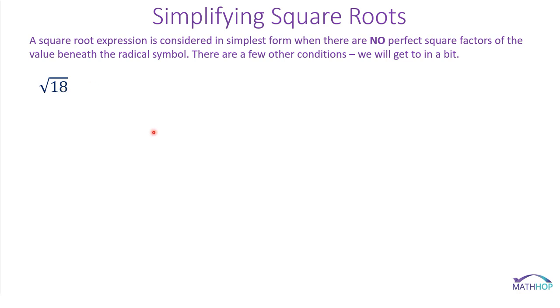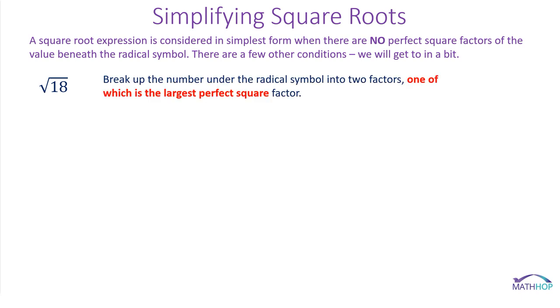Okay, so what are we going to do? Well, we know it's not in simplest form because we know there's a perfect square factor of 18. So we're going to break up 18 under the radical symbol into two factors. We're just going to rewrite 18 as the product of two numbers. And one of those numbers needs to be the largest perfect square factor.